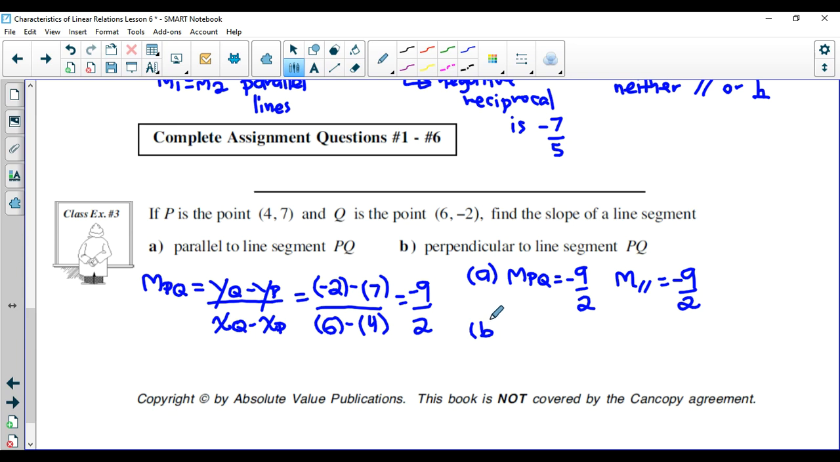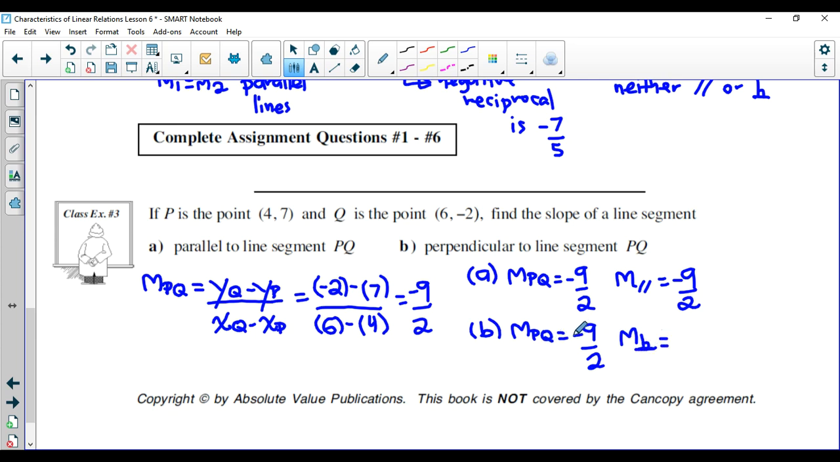B, what's the slope of a line segment that's perpendicular to this one? Okay, so the slope of line segment PQ is negative 9 over 2. And the slope of a line segment that is perpendicular is a negative reciprocal.